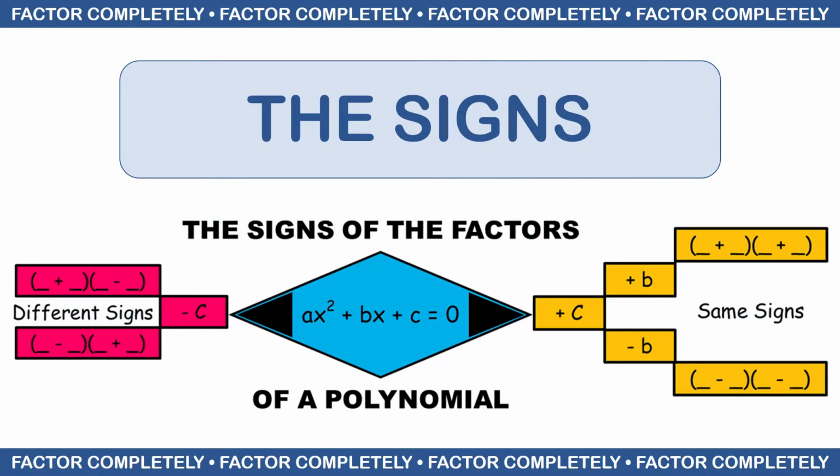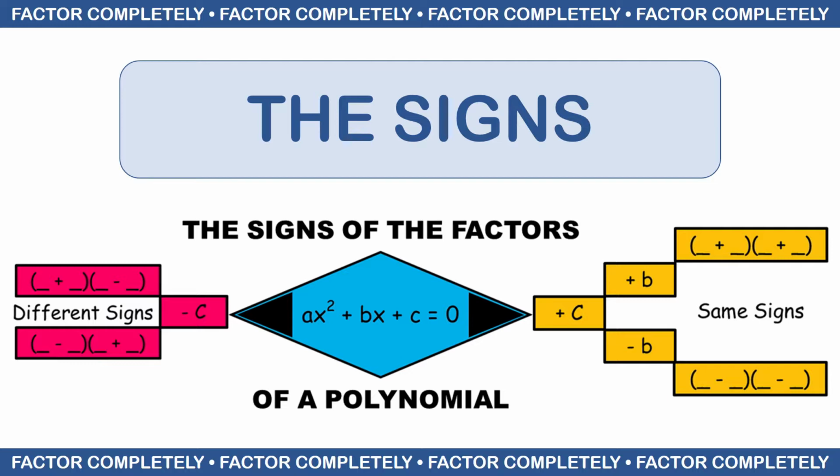Now, how do you know what signs to use on your binomials? It depends on, first of all, what your value of C is. So the first indication, if you look at your C value and it's negative, you know your signs are going to be different. That can make the problem more difficult because sometimes you start out with plus then minus, and in order to factor correctly, you need to change it to minus and then plus.